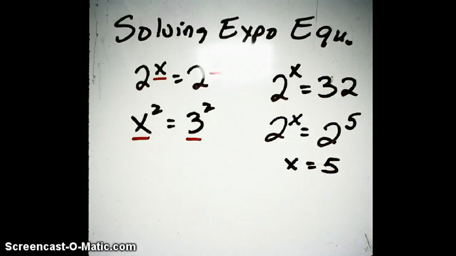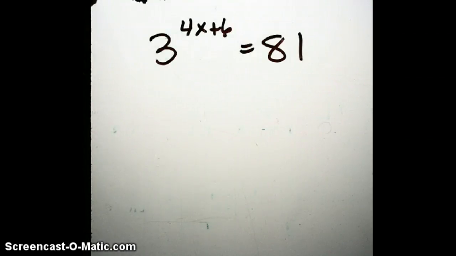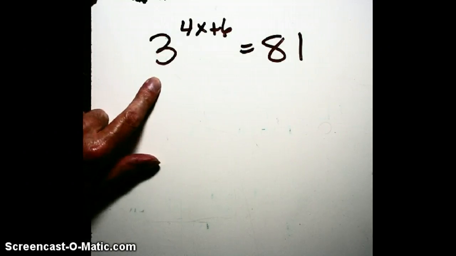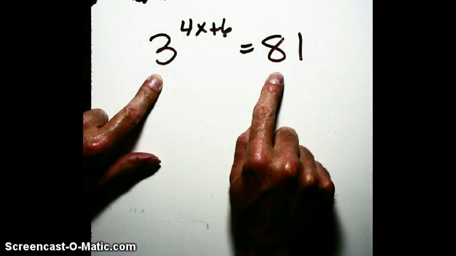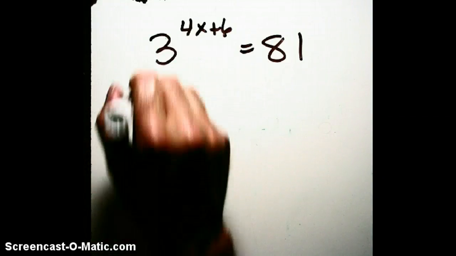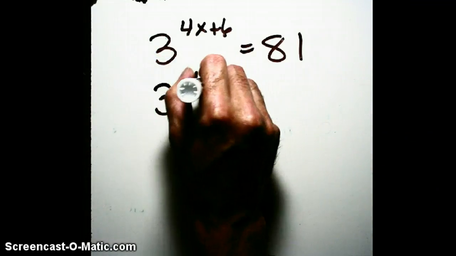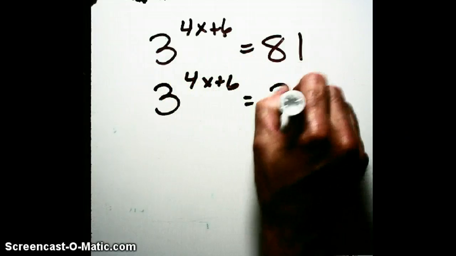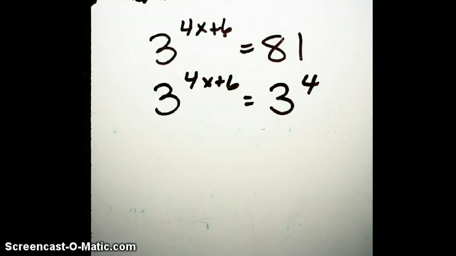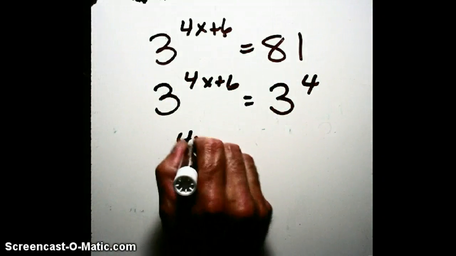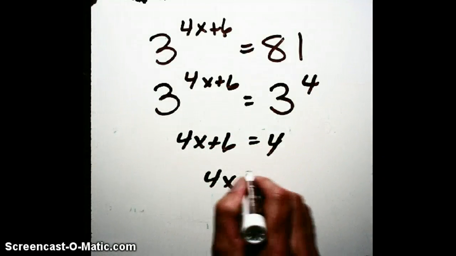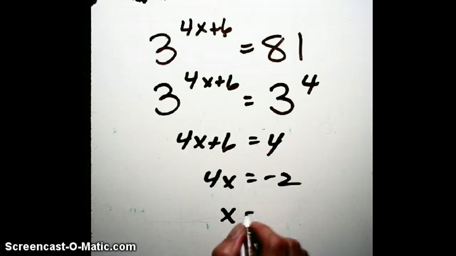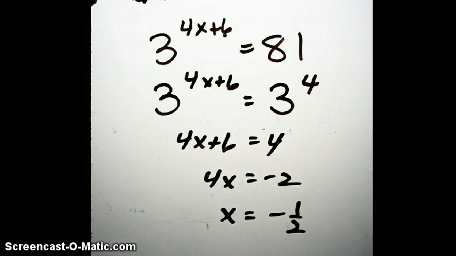Now, let's take those ideas and build on them. Take a look at this problem. The question is, can we, noticing that the base here is 3, can we turn 81 into 3 to some power? Yes. 81 is 3 to the 4th. So now the bases are the same, set the powers equal to each other. Subtract 6 from both sides, divide by 4, x is negative 1/2.